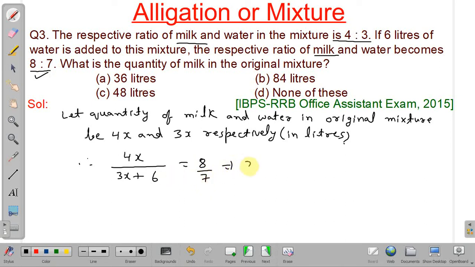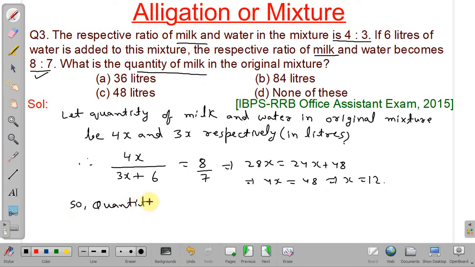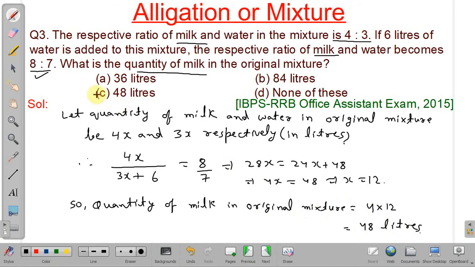Now we need to solve this. So 7 into 4, 28x, equal to 24x plus 48. It means 4x equals 48, or x equals 12. Now we have to find the quantity of milk in the original mixture. So the quantity of milk in the original mixture will be equal to 4x. So 4 into 12, that is 48 liters. So our answer will be option number C.